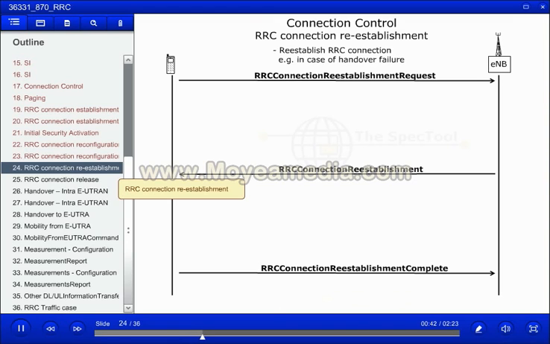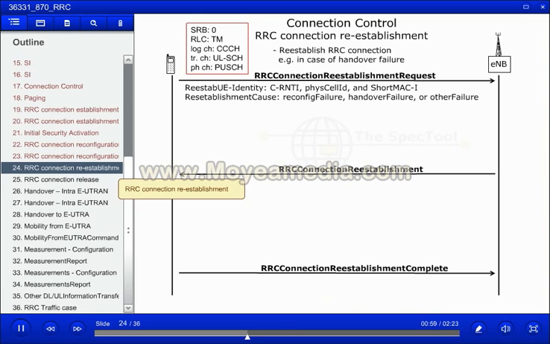This message is sent on signaling radio bearer 0. All other radio bearers have been suspended. The message is sent on the same resources as the RRC connection request message. The content of the message is a UE identity consisting of C-RNTI, physical cell ID, and a short MAC-I, together with a re-establishment cause, such as handover failure or other types of failure.